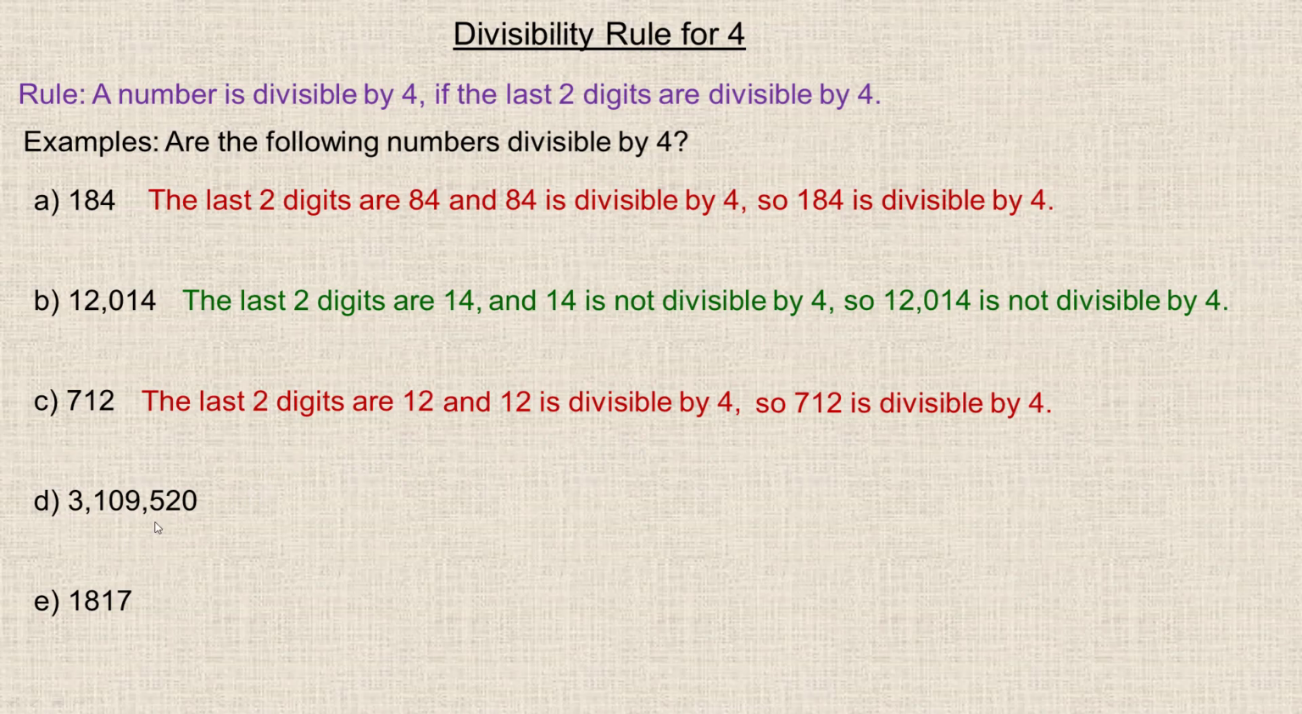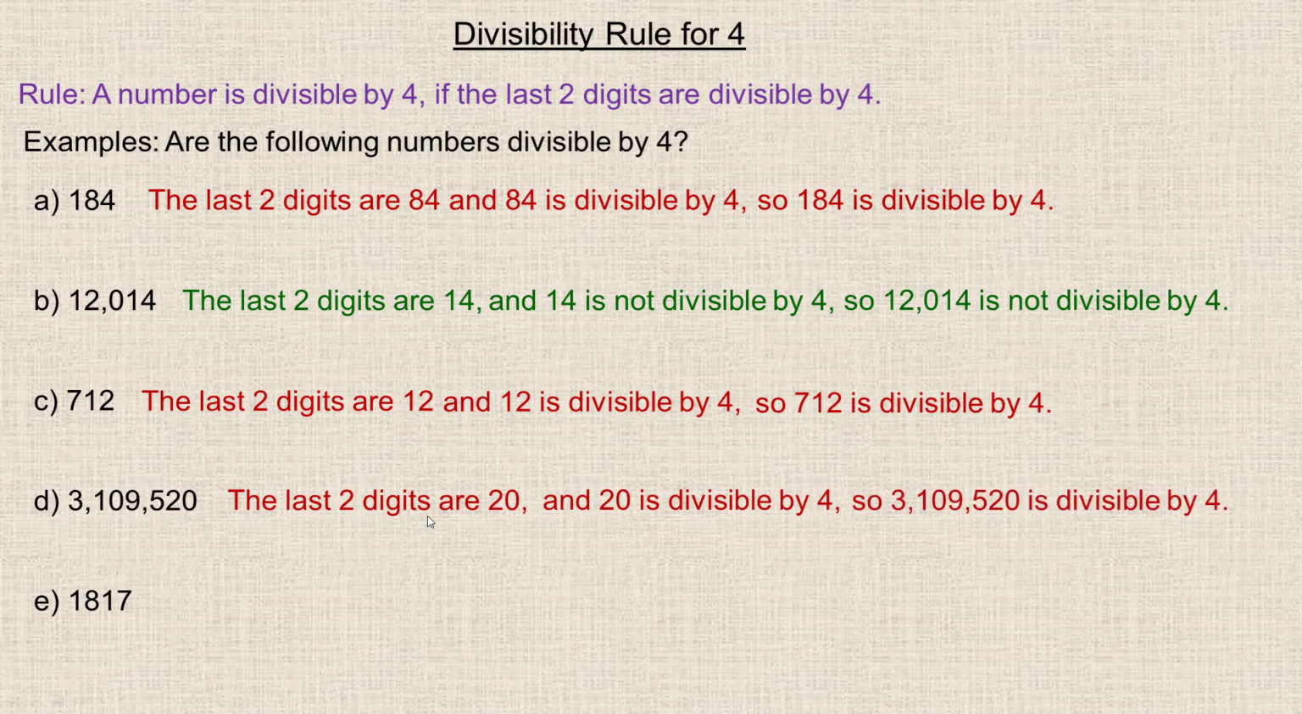Okay, now we've got a fairly big number, 3,109,520. So we only have to look at the 20 in the end. The last two digits are 20, and 20 is divisible by 4. 5 times 4 is 20. So that means that 3,109,520 is divisible by 4.